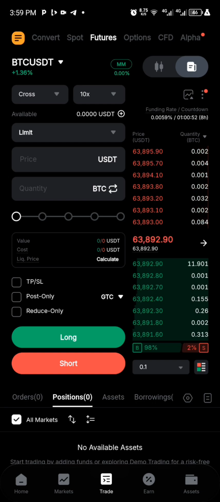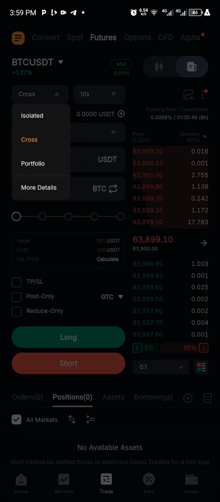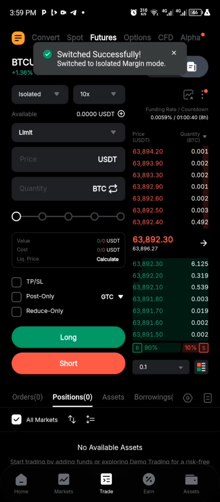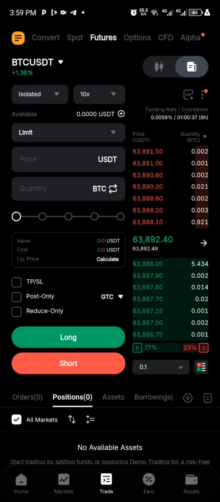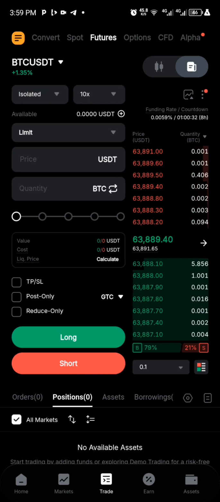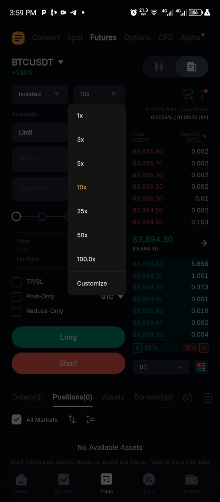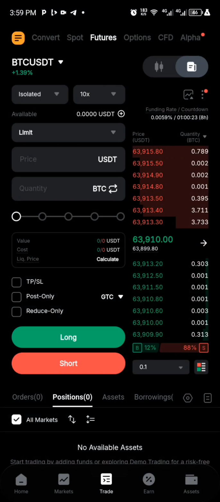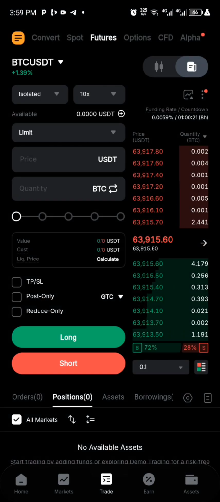Now there are things you have to set on futures. We don't normally use cross, we use isolated. So change it to isolated. As you can see, it has successfully changed to isolated. And then we have the leverage. This one is the 10x leverage. If you want to use 100 times leverage, 50 times, or 25 times, you can. But the best leverage to be using is 10x.